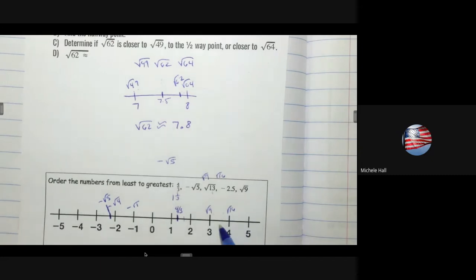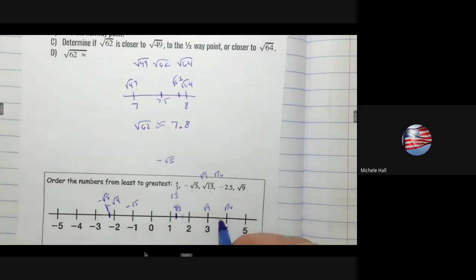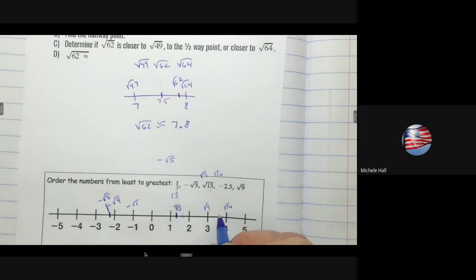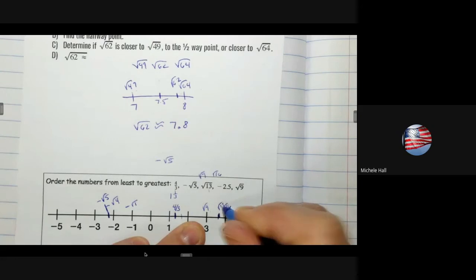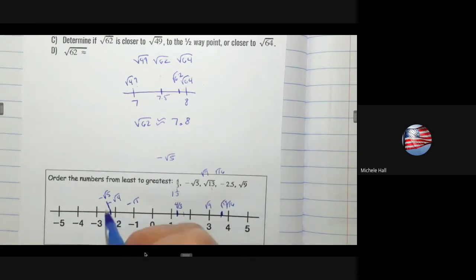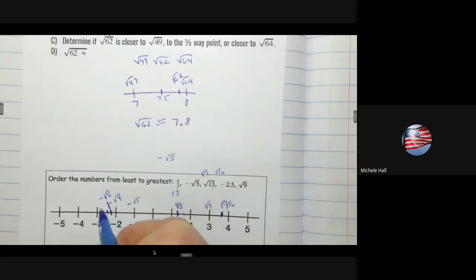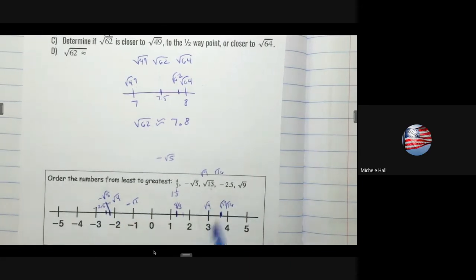So the square root of 13 is going to be a little bit off center of here. 9, 10, 11, 12, 13 is 4 away, and 13, 14, 15, 16 is 3 away. So it's a little bit after the halfway mark. The square root of 13. Negative 1, negative 2, negative 2.5. And then the square root of 9 is here at 3.